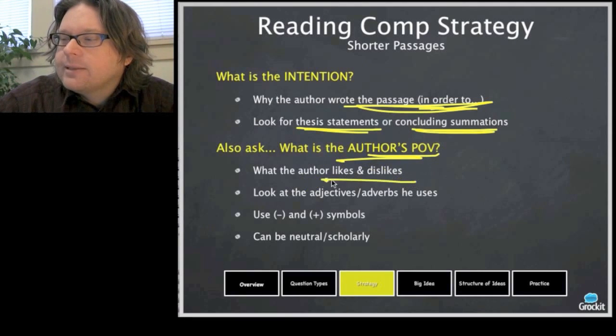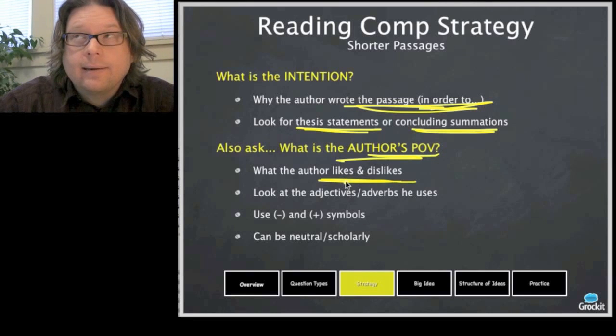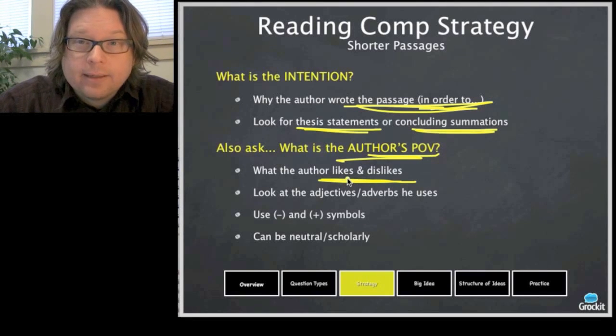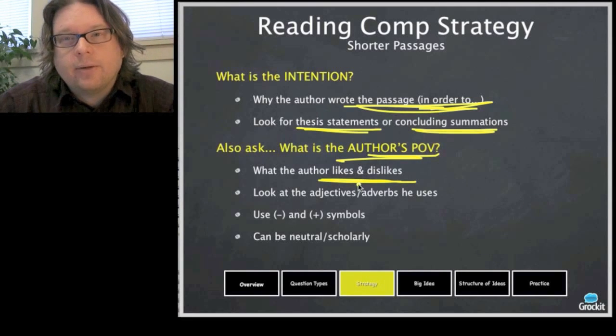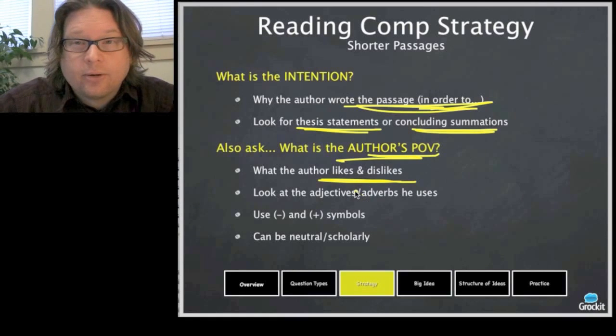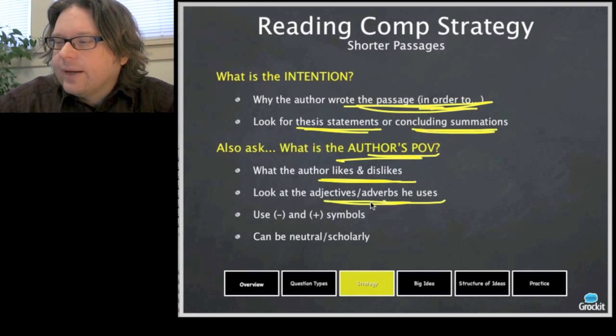So, what does the author like and dislike? It may be more than one thing. The author may like and dislike whatever the main topic is, but the author also may like and dislike some other things. The author may dislike a particular critic, or like a particular critic, but still agree with the thing the critic was critical of. Anyway, keeping track of what the author likes is important. Look for the adjectives and adverbs, plus and minus, or smileys and frownies.